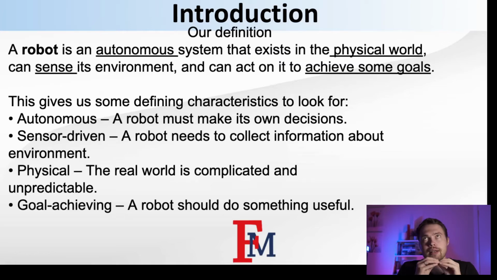It not necessarily should or has to exist in the world completely by itself, right? But somehow it needs to make its own decisions every now and then when it's needed. Sensor driven: a robot needs to collect information from the environment. Physical world: the real world is complicated and unpredictable. Goal achievement: a robot should have a purpose. It should do something useful.